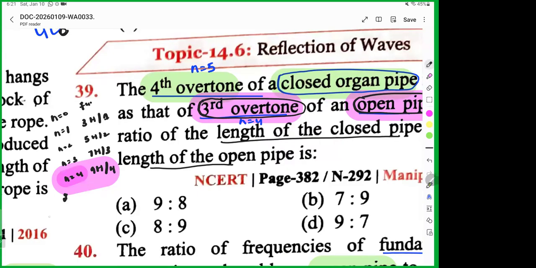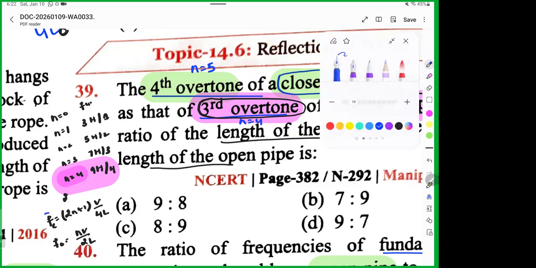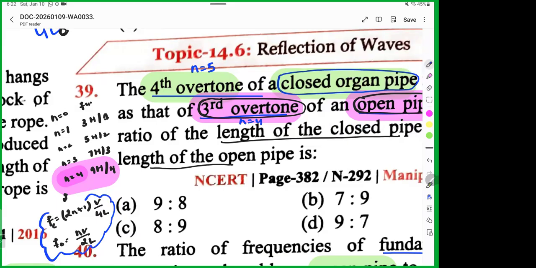Your frequency in case of closed organ pipe is (2n plus 1) velocity by 4L. Correct? In case of open organ pipe, the frequency is nv by 2L. These are the two formulas we used again, for closed organ pipe and open organ pipe.